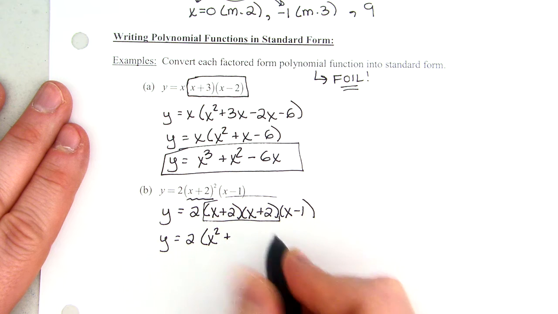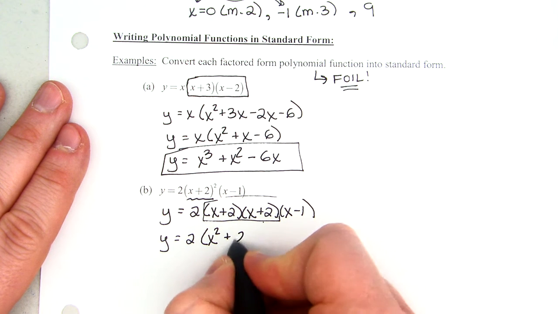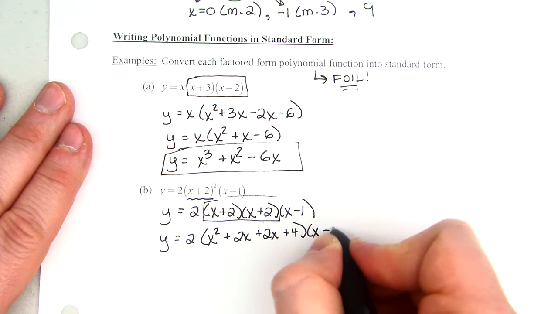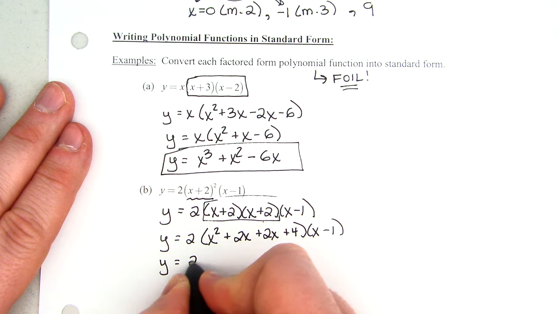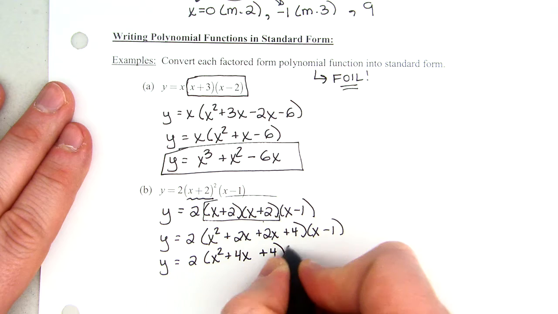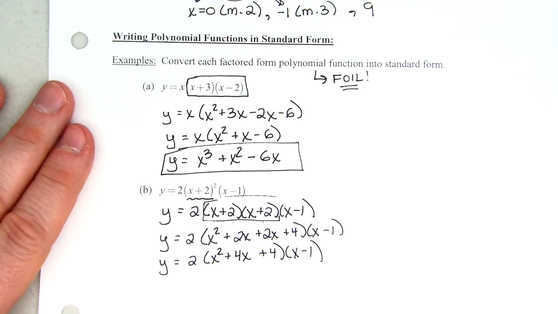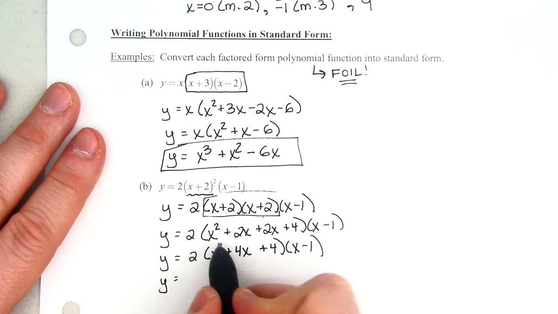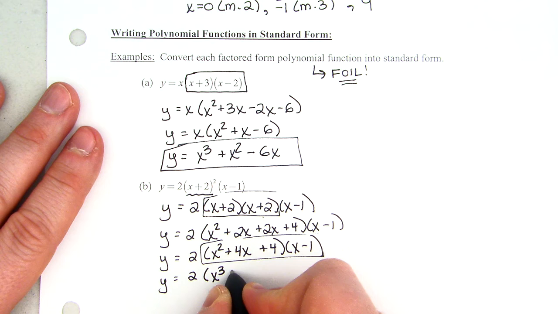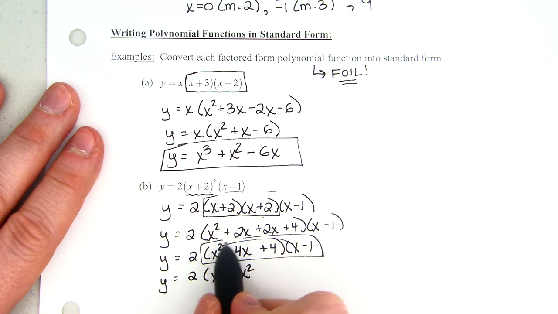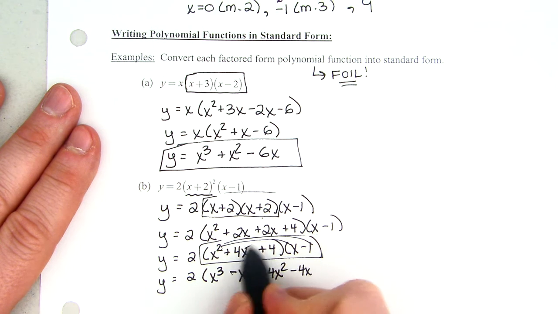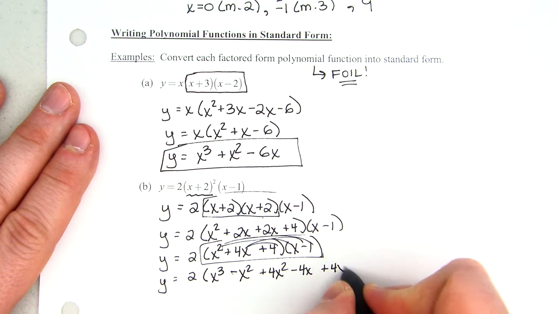I'm going to multiply these two first, but you also could have done x plus 2 times x minus 1. Definitely going to combine like terms before I move on. So 2 times x squared plus 4x plus 4 times x minus 1. I'll save the 2 for the very end. I'm going to multiply these things now, and I'm going to get 2 times x cubed minus x squared when you do x squared times both of those. Then plus 4x squared minus 4x when you deal with that piece. Then plus 4x minus 4.